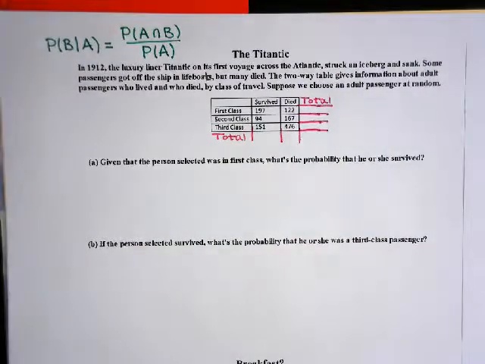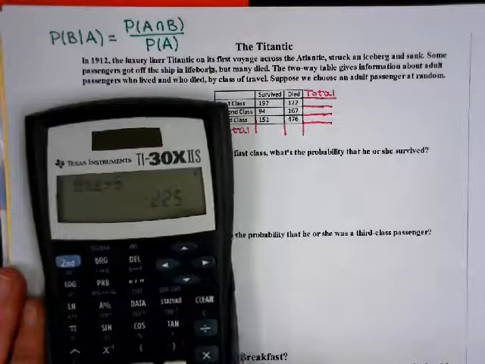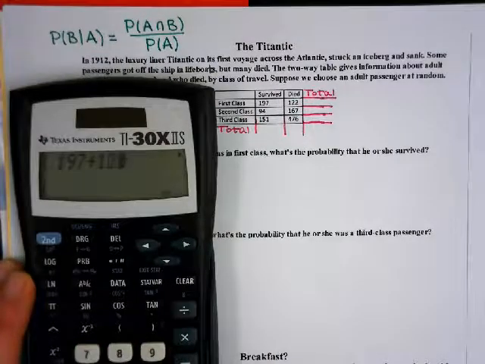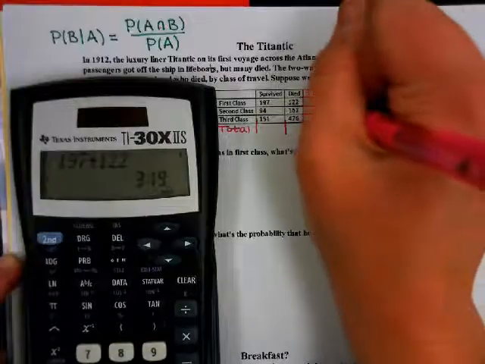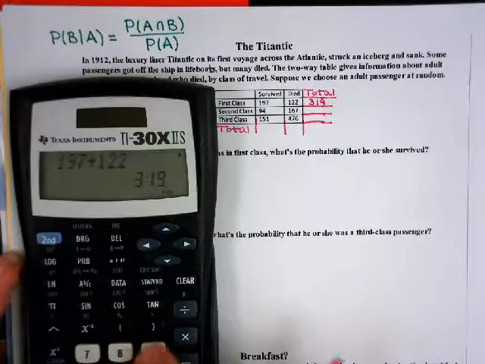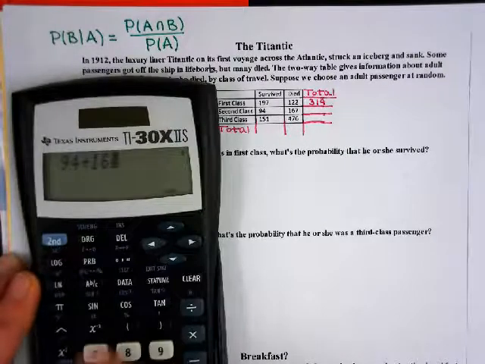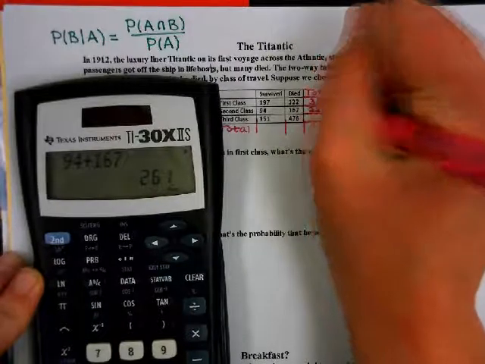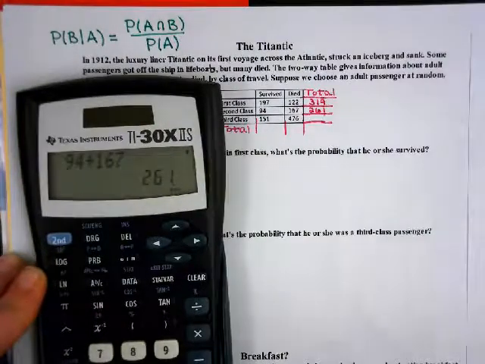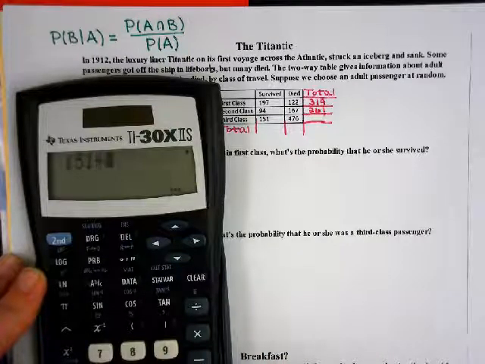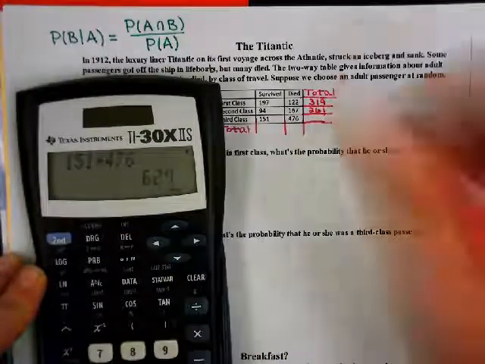So total for first class, 197 plus 120, so we have 315. Second class, 94 and 167 is 261. Oops. Third class, 151 plus 476 gives us 627.